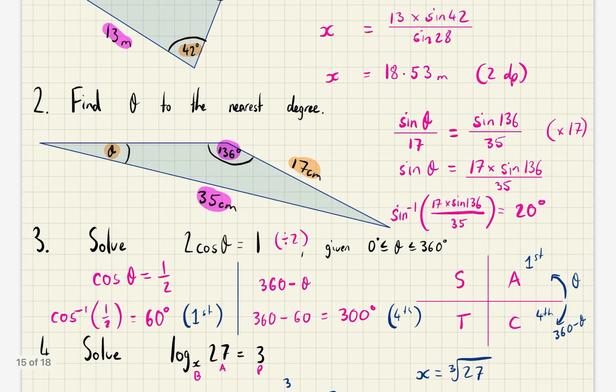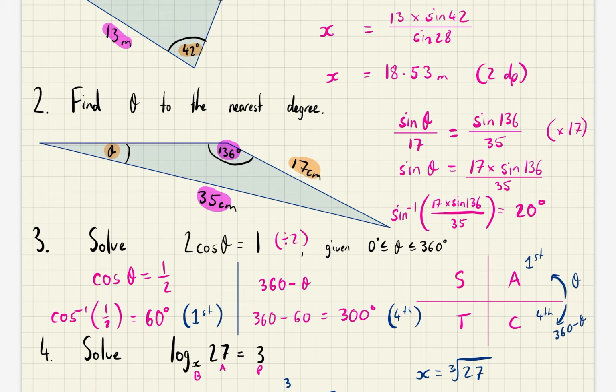For question 3, we need to solve 2 cos theta equals 1, between 0 and 360 degrees. Now, we want to get it so it's cos theta on its own, so I'm going to divide both sides by 2. And when I do that, I get cos theta is equal to a half. Now, because cos theta is positive, we want the positive values for cos, which are in the first and the fourth quadrant. To get the first quadrant, we just need theta. To get the fourth, we need to do 360 minus theta.